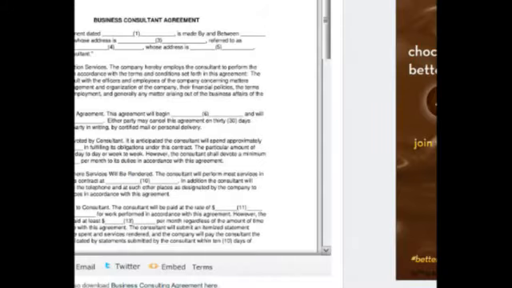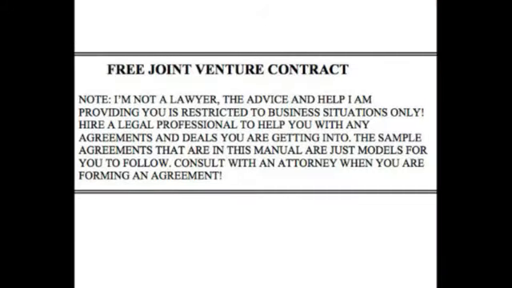The last thing I was going to look at was this joint venture that I found. First, I highly enjoyed this disclosure saying I'm not a lawyer, but here's a contract. This is a great lesson for all of us: if someone's not a lawyer, do you really want to use their contract? Maybe not. Well, that's the answer.